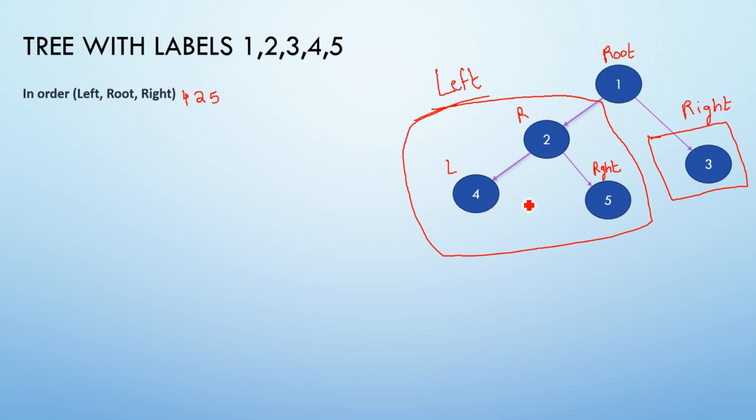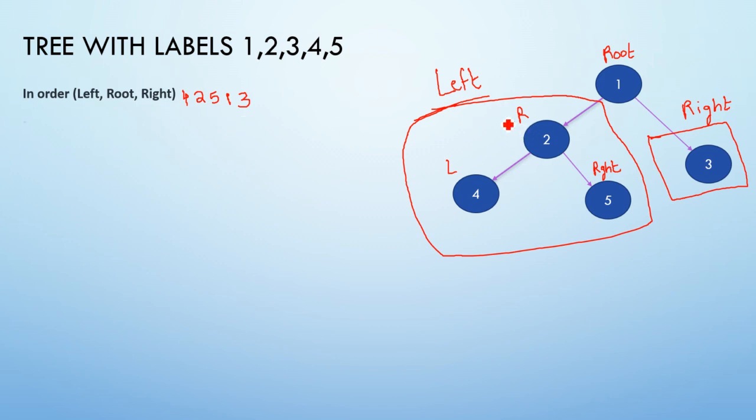So now I have completed the left part. Now next we have to go to the root. The root is 1. So next we travel to the root. And then we go to the rightmost child. So right is 3. So this is the in-order for this particular tree.